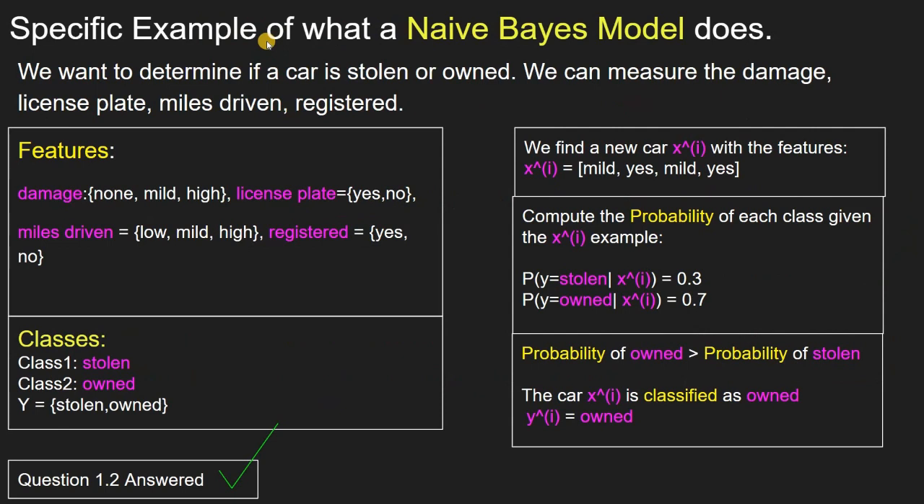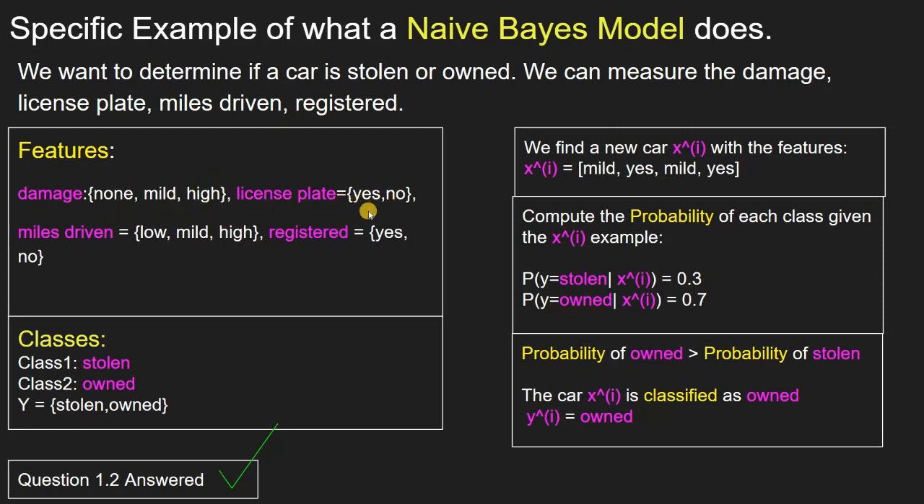Here we're going to go over a specific example of what a naive Bayes model does. We have a specific example where we want to determine if a car is stolen or if a car is owned. These are our 2 classes. We can measure the damage to the car, whether or not the car has a license plate, the miles driven by the car, and whether the car is registered with the state or not. Our features here are damage, and damage can be none, so there's no damage, mild, so there's mild damage, or high, so there's high damage to the car.